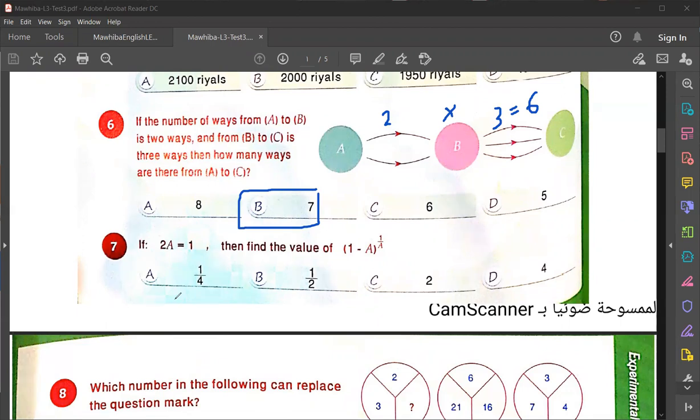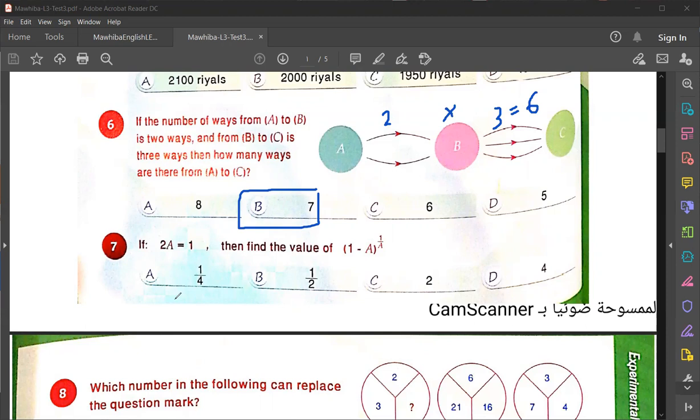Okay, now number 7. Is it clear, these questions? Al-Hassan, Riyam, Turkey, Zainab, is it clear? Right. Now number 7.